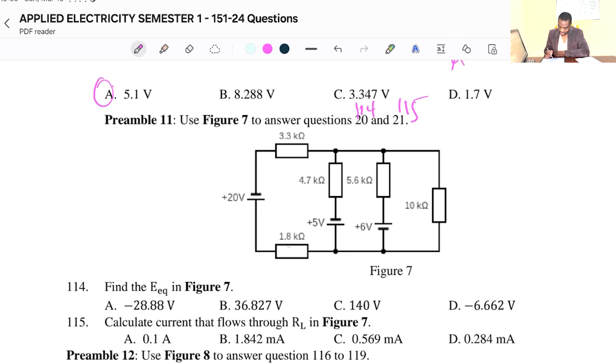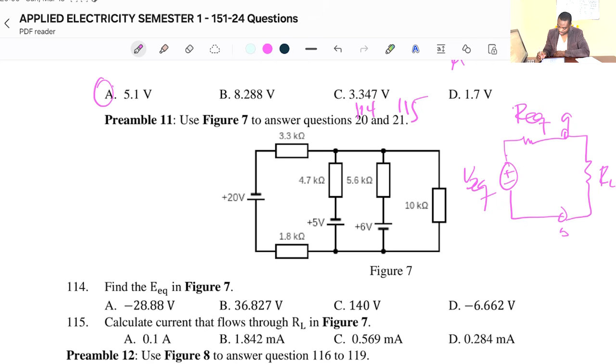We can see that 3.3 kilo ohms and 1.8 kilo ohms are in series, so we can just simplify that. After that, it will follow the Millman's theorem pattern. We can now use Millman's theorem in that regard. How do I use Millman's theorem? We have an equivalent voltage in series with an equivalent resistance, then we have our terminals A and B, and then I can connect the load resistor, right?